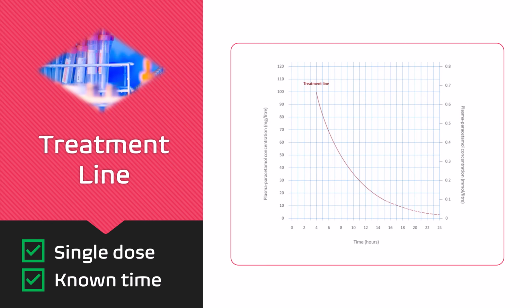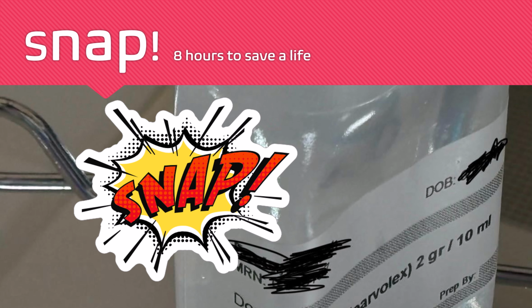If you are using it and the initial level is not above the nomogram line at the 4-hour mark, then an 8-hour and 12-hour level should also be drawn to be sure. If the initial level is above the treatment line, then repeat paracetamol levels are not needed, as treatment should be started. Treatment is called NAC, N-acetylcysteine. This is a highly effective antidote if used within 8 hours of the overdose.